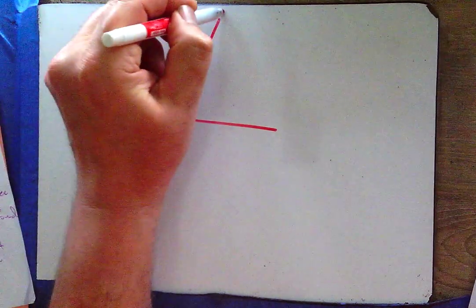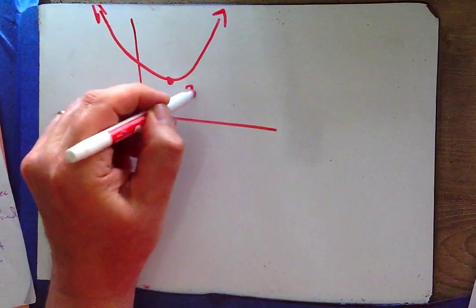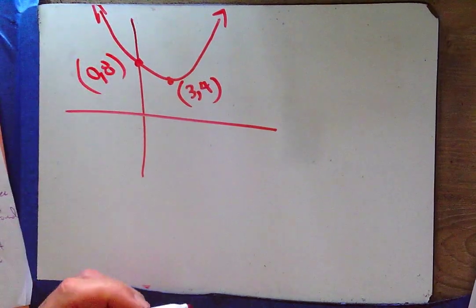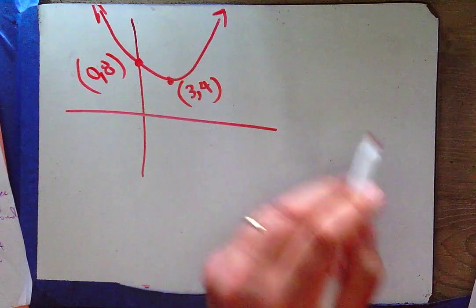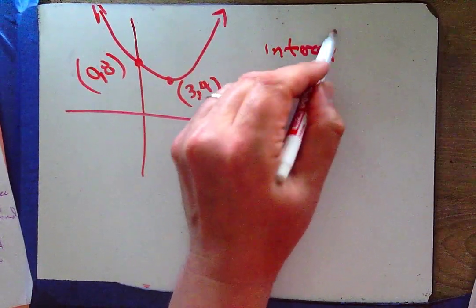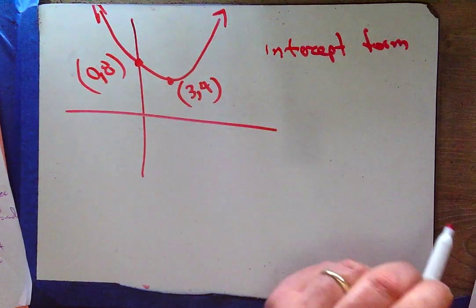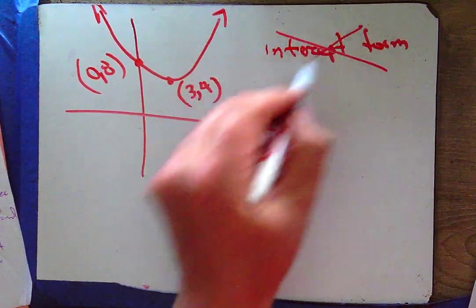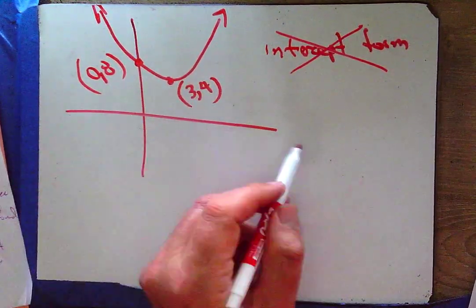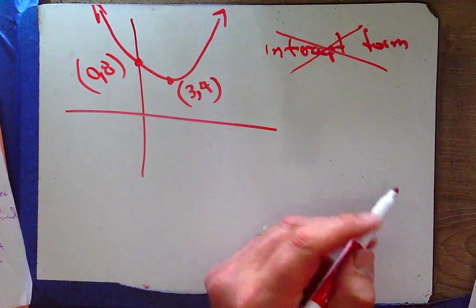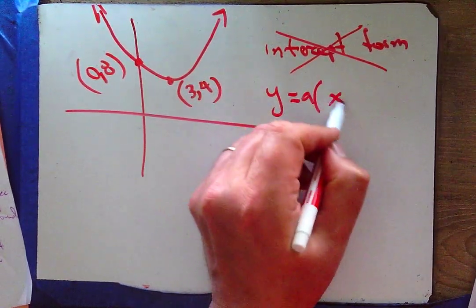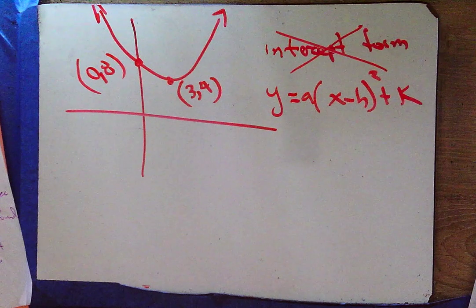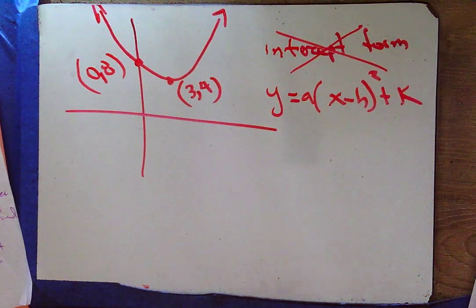So, for example, here, this point is 3, 4, and this point is 0, 8. All right, so am I going to use intercept form here? Oh, why not? That's right, I don't know the x-intercepts. Since I don't see any real x-intercepts, I can't use intercept form. So I'm going to be using standard or vertex form. And again, I think writing this down helps me remember it so that when I have to take a test on this material, I'm more likely to remember it.